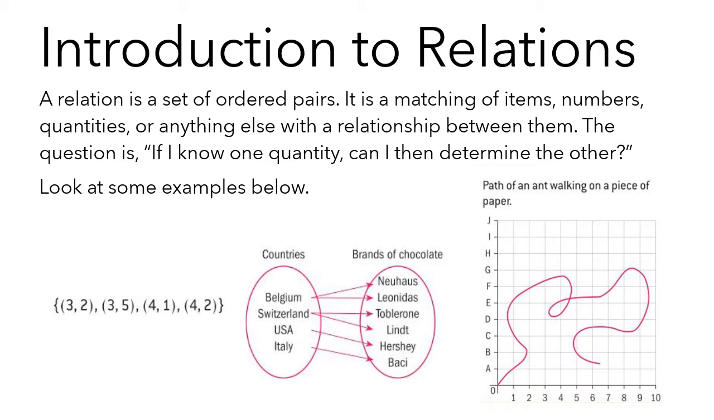Let's look at some examples. A relation could be a set of ordered pairs like this one: (3, 2), (3, 5), (4, 1), (4, 2), and these numbers are matched, so that's why they form a relation. Or it could be items like countries and brands of chocolate. Telling you the country, can I then know what type of chocolate they make, or what brand of chocolate? Or it could even be the position of an ant over time as it walks on a piece of paper. So any of these are examples of relations.